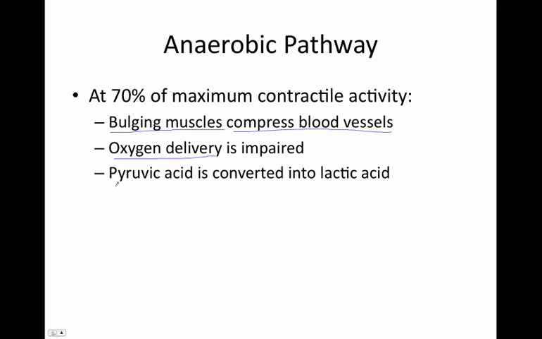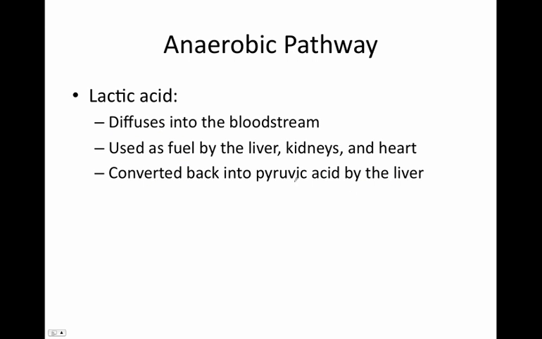And so out of glycolysis, we produce pyruvic acid, which in the presence of oxygen would move on into the citric acid cycle. But without the presence of oxygen, that is going to transfer into sort of a storage version of pyruvic acid, which is lactic acid. Lactic acid then is going to diffuse into the bloodstream. It can then be converted back and used as fuel by the liver, kidneys, and heart. Then it's converted back into pyruvic acid by the liver.